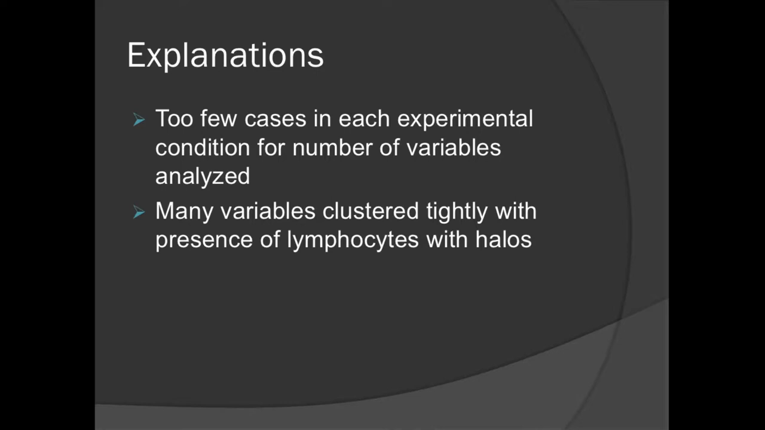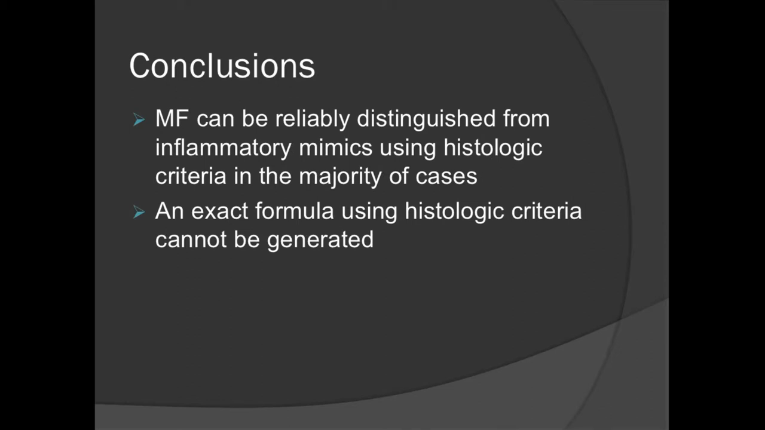Or maybe some of these variables clustered together so that in the presence of lymphocytes with halos, you get lots of single cells or something like that. So our conclusion was we do think that you can reliably distinguish MF from inflammatory mimics using histologic criteria in the majority of cases. What I had hoped was that at the end of this study, we would be able to say, if you took 2 times the square root of a negative number of lymphocytes times 1/3 the slope of X and come up with a mathematical formula.